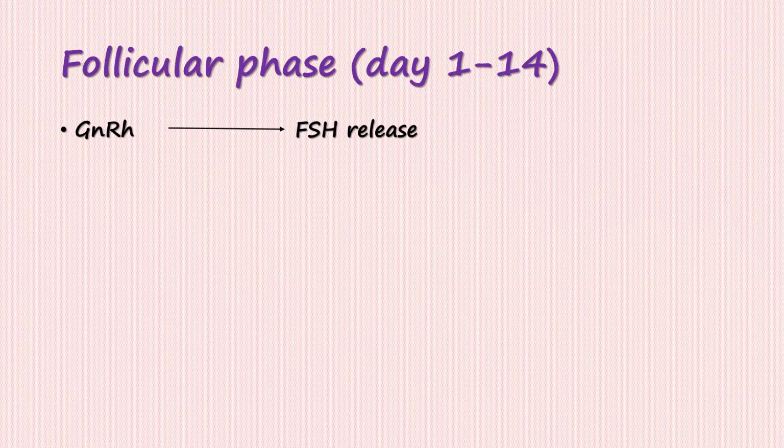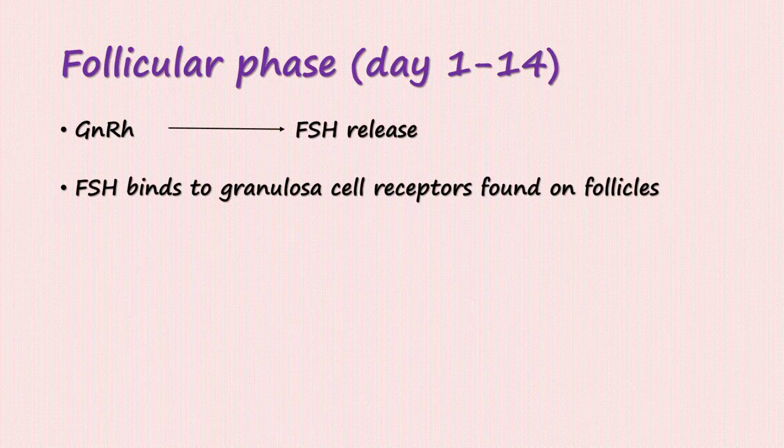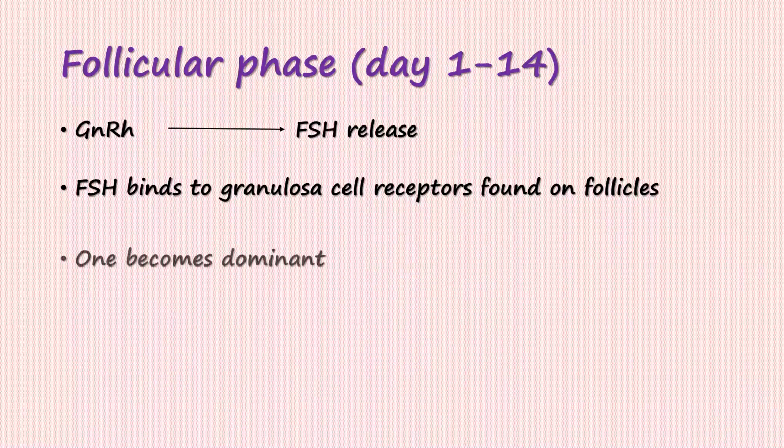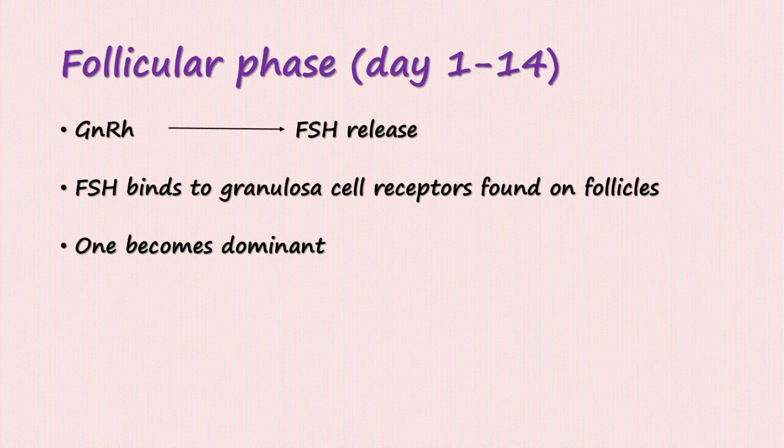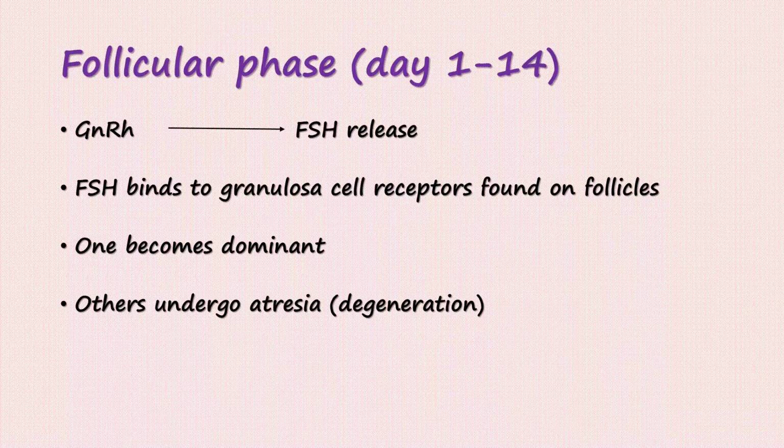Okay, let's jump right into the first phase, follicular. Like we mentioned earlier, GnRH release from the hypothalamus causes FSH release from the anterior pituitary gland. FSH then taps the granulosa cells of the ovaries and tells them, hey pal, it's time to grow some follicles. The follicles start developing, but only one becomes the chosen one, the dominant follicle. The rest degenerate and undergo what we call atresia. Sorry, maybe next time, pal.